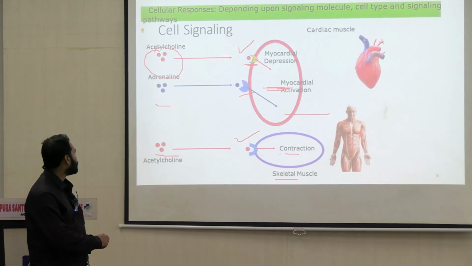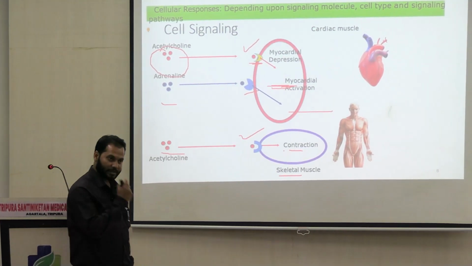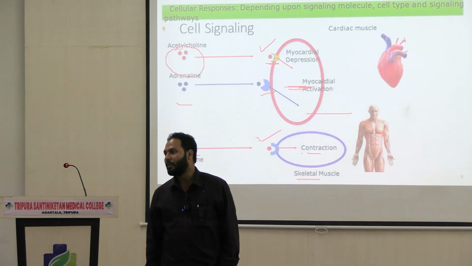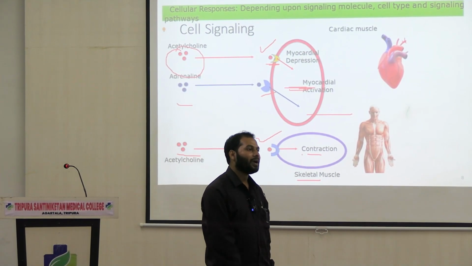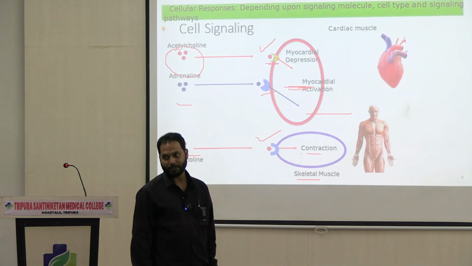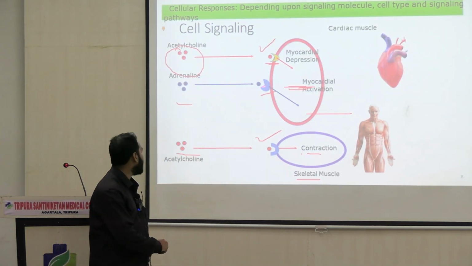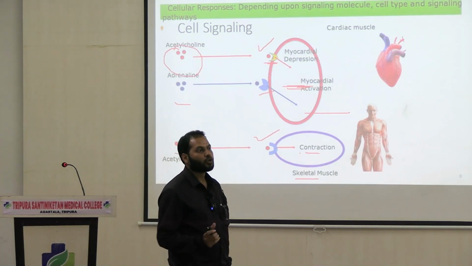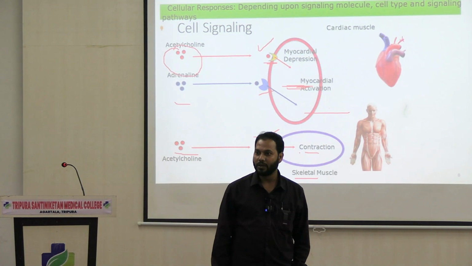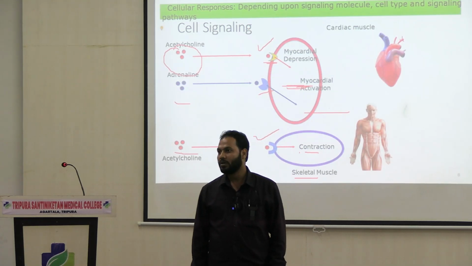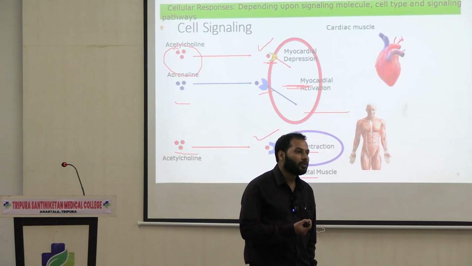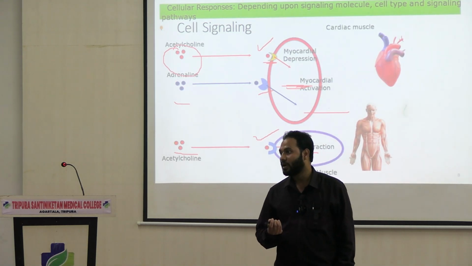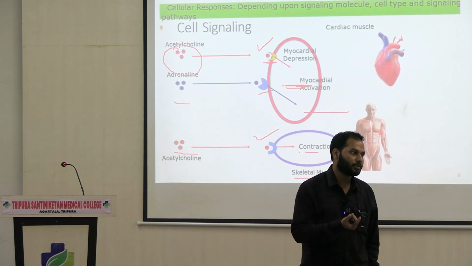But the binding of the first one leads to myocardial depression, meaning the strength of the contractions of myocardial cells will be less once the acetylcholine binds to this specific receptor. But when adrenaline binds to these receptors, there is an activation of the myocardial cells. There will be strong contractions of the myocardium, right? So this is how the binding of two different signaling molecules to two different receptors in a specific cell gives two different responses.